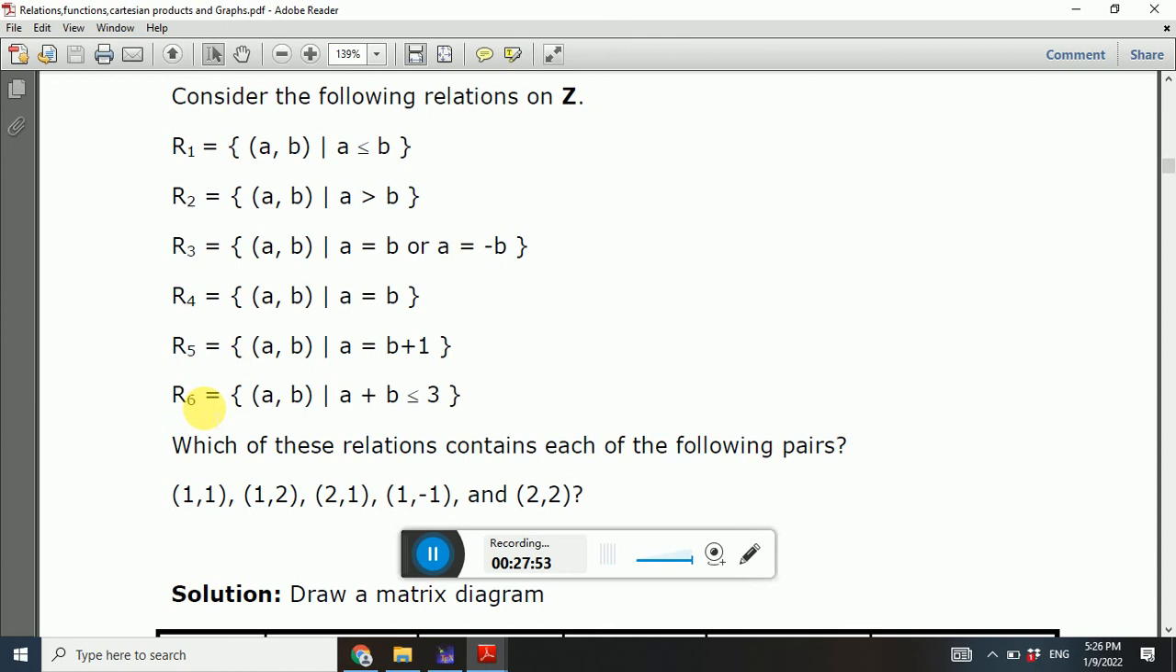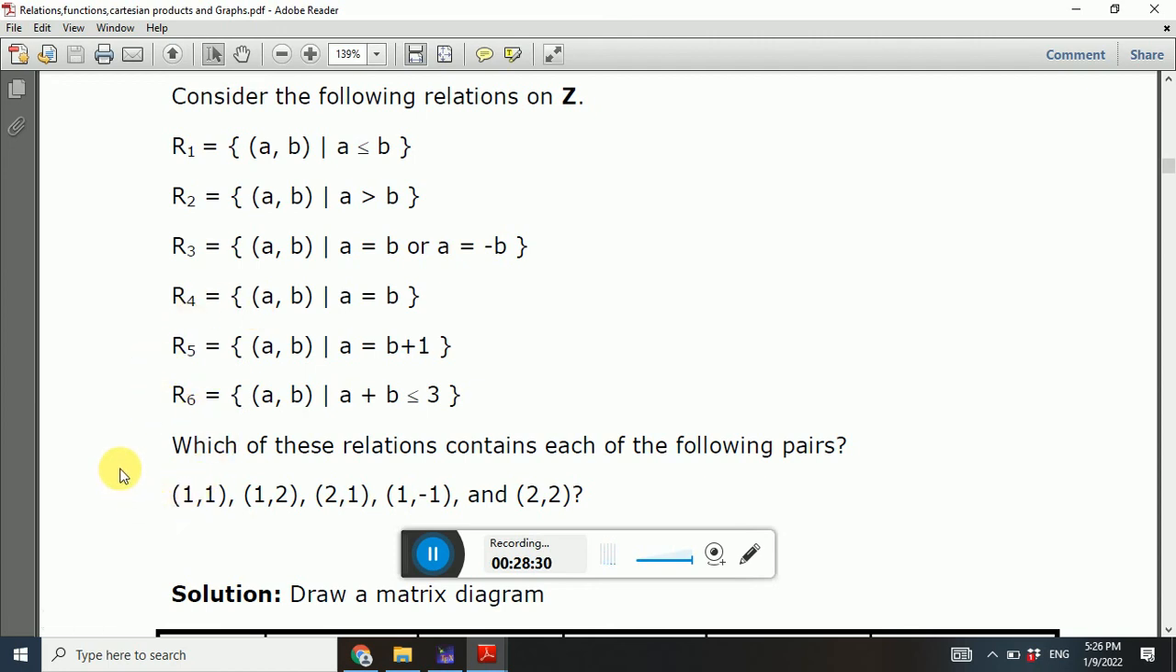How about R6? For R6 we have (A, B) such that when you add A and B, the sum which you get is less than or equal to 3. So let's add 1 plus 2. 1 plus 2 is 2. Is 2 less than or equal to 3? Yes. So the first pair satisfies R6. So how many relations does the first pair satisfy? It satisfies R1, it satisfies R4, it satisfies R6.